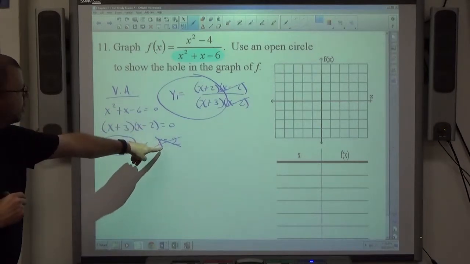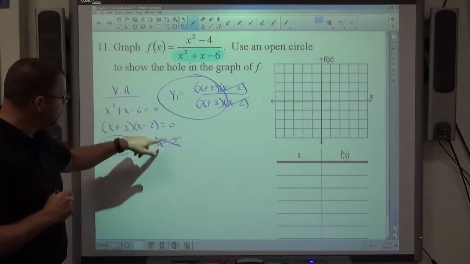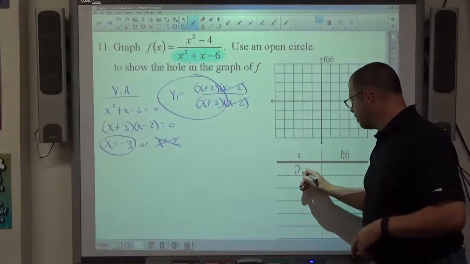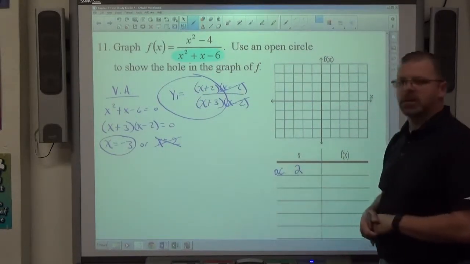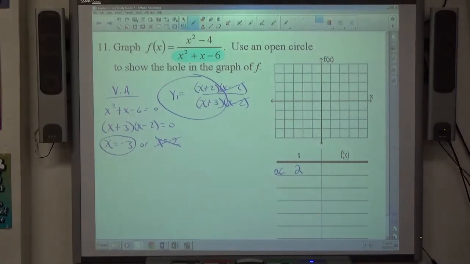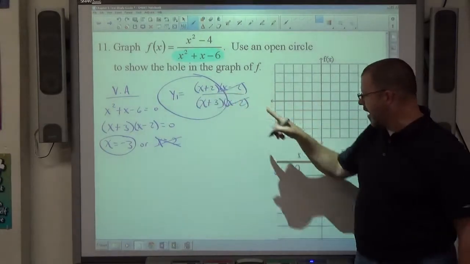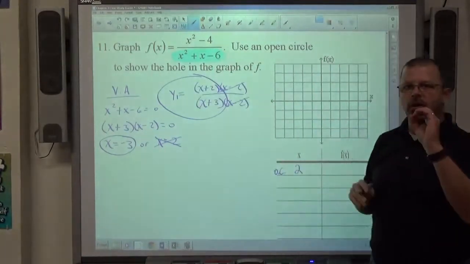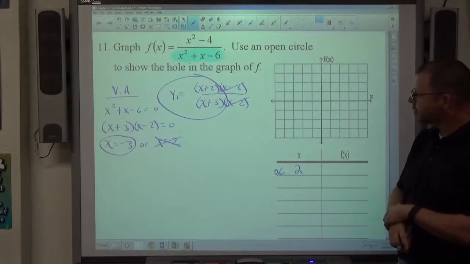Also, as soon as I see 2 is supposed to be a vertical asymptote that gets thrown out, I come over here and put a 2 and put OC next to it because of open circle. That's all it is. I can use this equation here to establish what value this should have, but the fact that it wasn't allowed to be used in the original function puts a hole. We're going to put an open circle there.